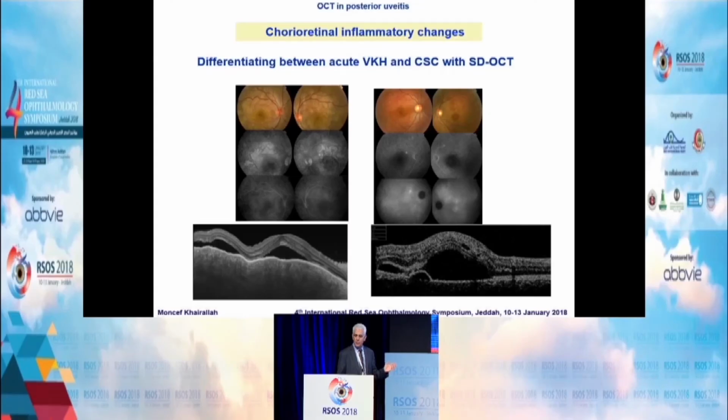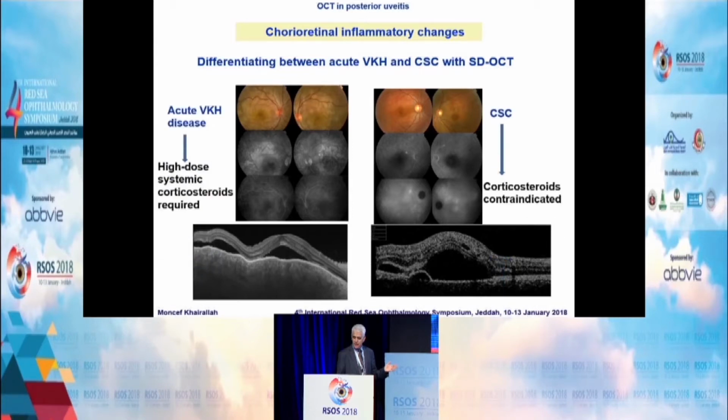OCT may help you differentiate between two different important diseases, acute VKH and central serous chorioretinopathy. As you know, high-dose corticosteroids are required in VKH. Corticosteroids are contraindicated in central serous chorioretinopathy. The differential diagnosis between these two conditions is of utmost importance for treatment and prognosis, and OCT will help you make the difference, in addition to clinical findings, fluorescein angiography, and ICG angiography.